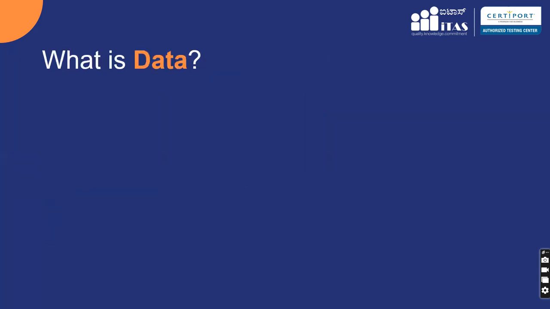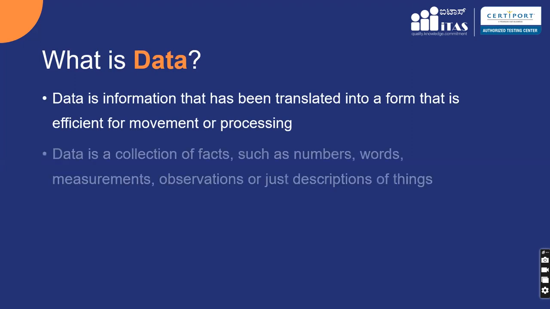So let's move on. The first few slides are just information, so it will be like theory. After that, we'll work on the exercises. First, let's understand what is data. Data is information that has been translated into a form that is efficient for movement or processing. Data is the collection of facts in the format of numbers, words, measurements, observations, dates, images, or shapes. Anything we store in our system is data.